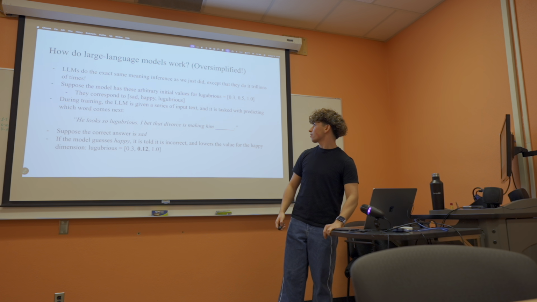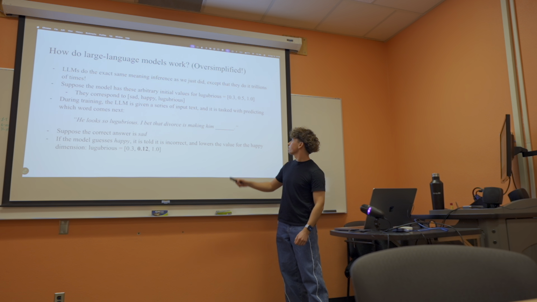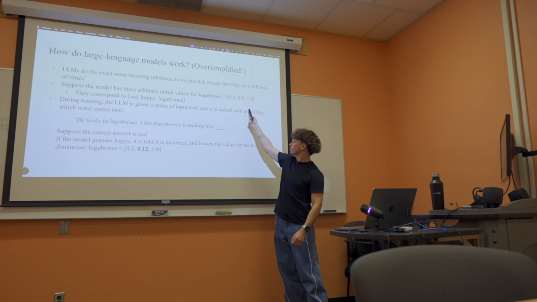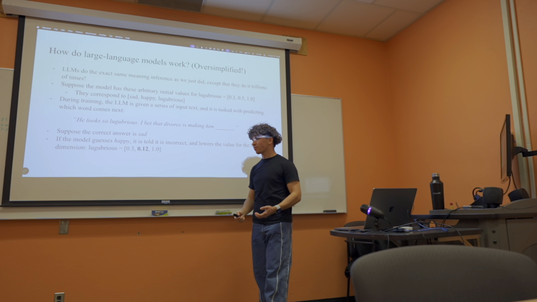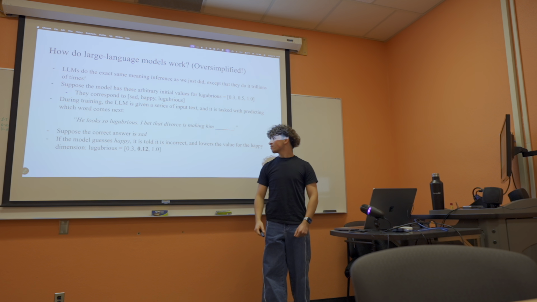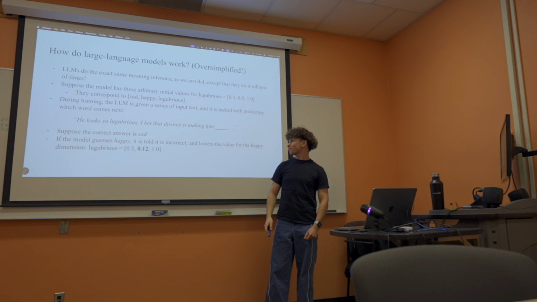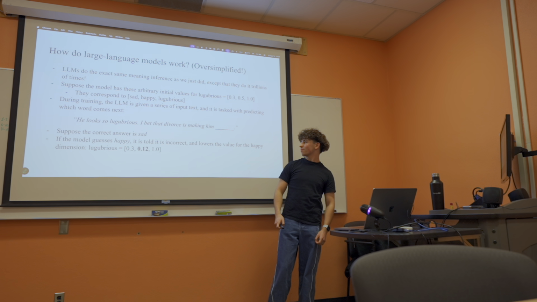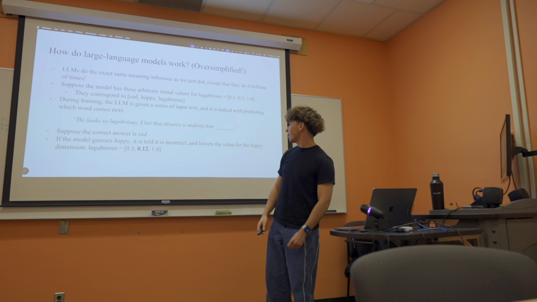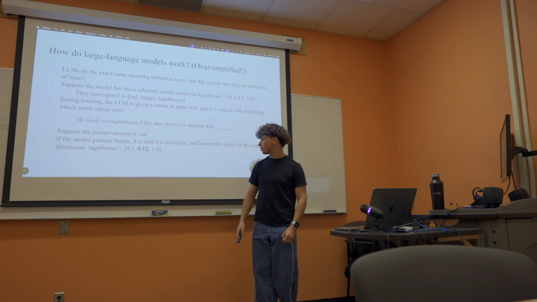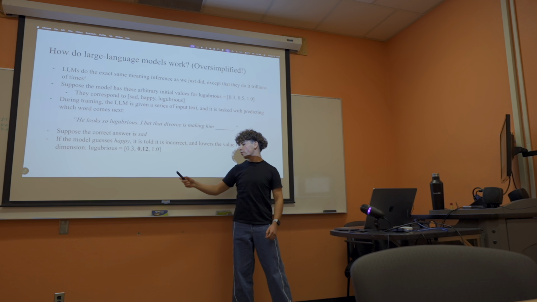This process of inferring meaning from co-occurrence is how large language models learn to understand meaning. They do the exact same process, just a trillion times. Suppose a model has arbitrary initial values for lugubrious, corresponding to sad, happy, and lugubrious. During training, the LLM is given a series of input text, and its task is to predict which word comes next. In this case: "He looks so lugubrious. I bet that divorce is making him blank." Suppose the correct word is sad, but the guess is happy. In that case, it would adjust its weight for happy to make it lower. It lowers the co-occurrence value.